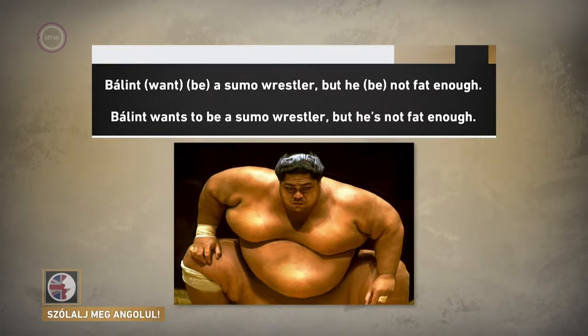Okay, so that was pretty easy, wasn't it? We can see that the first thing we have to change is the verb to want. We're talking about Balint, which means that we're using the third person singular. The verb to want is regular, which means that we have to add an s to the end of the infinitive to make the correct third person singular form. I want, you want, but he, she, and it wants. Okay, so far, so good.